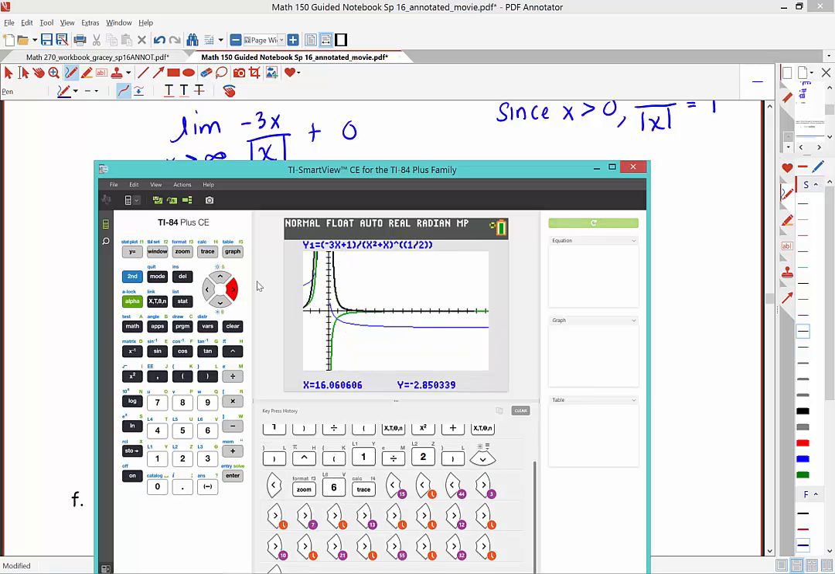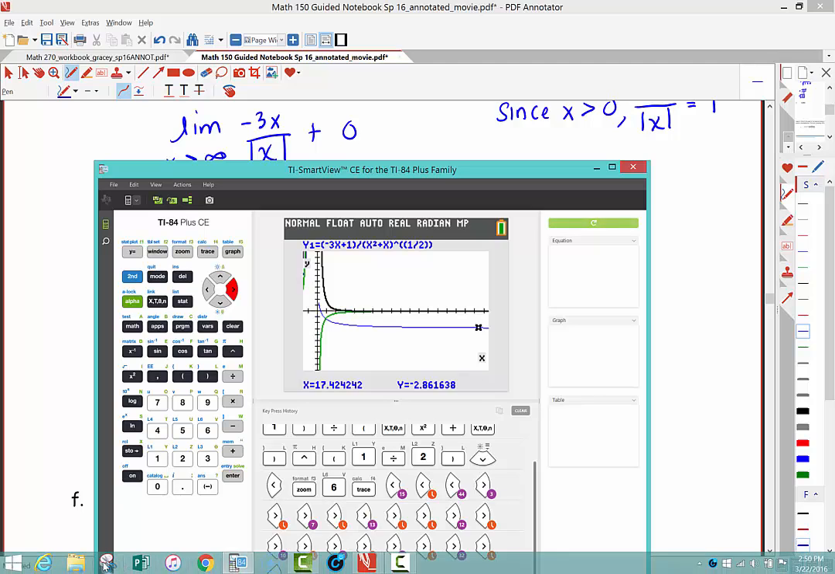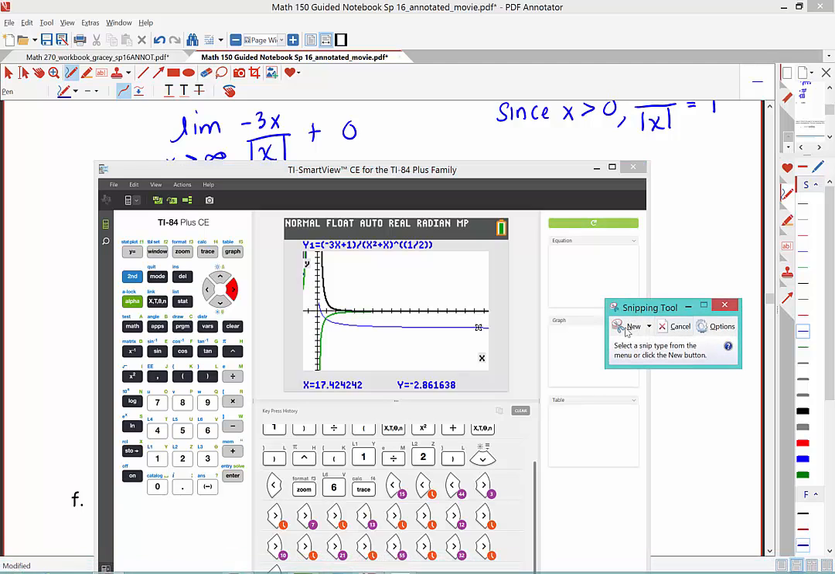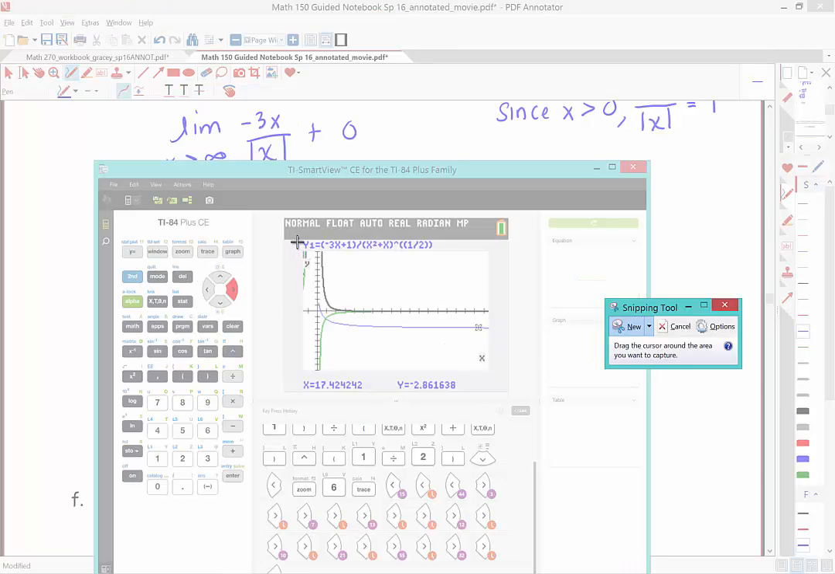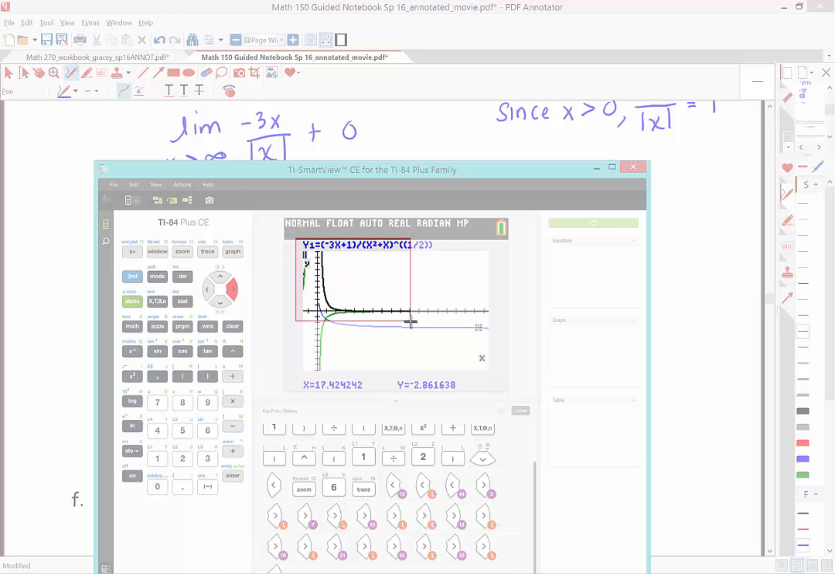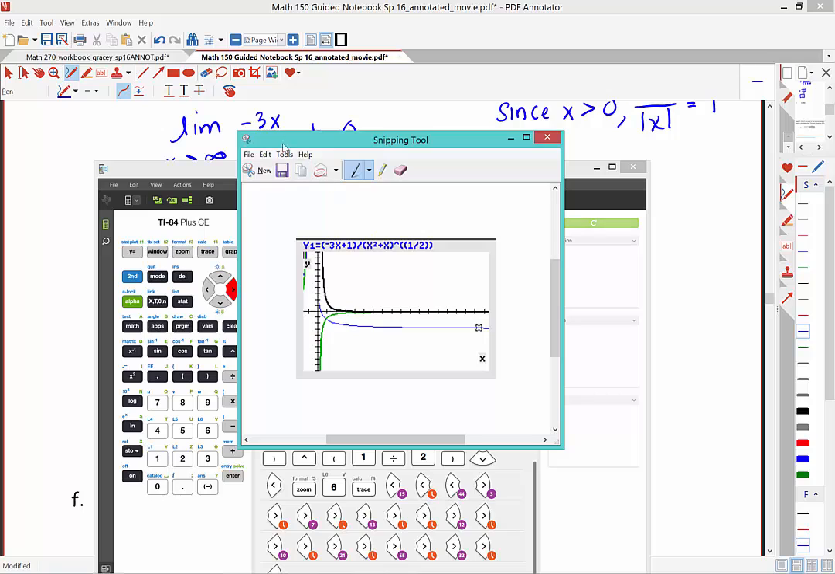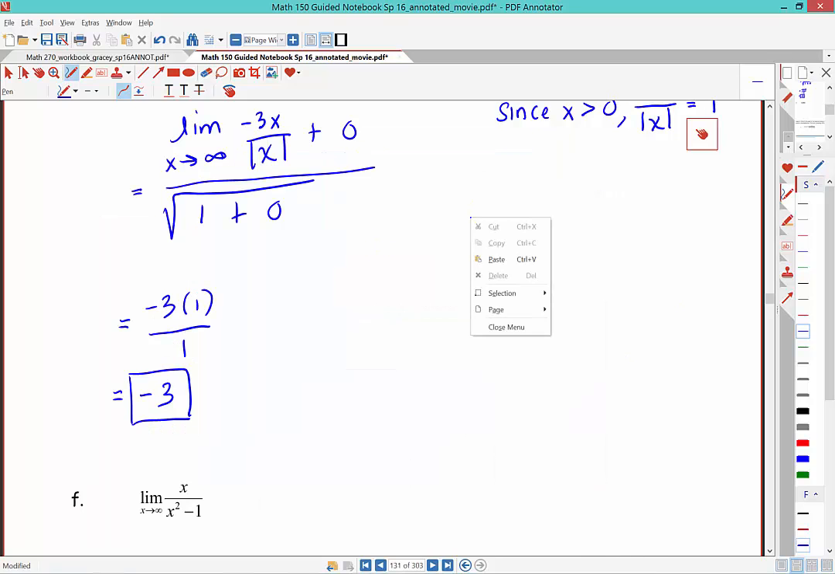Anyway, you get the idea. It takes quite a bit longer. See, the x is going towards 20, and we still haven't reached a value of -3 yet for our y value, but you can clearly see that this is our horizontal asymptote as x tends towards infinity. So we'll go ahead and paste that here.